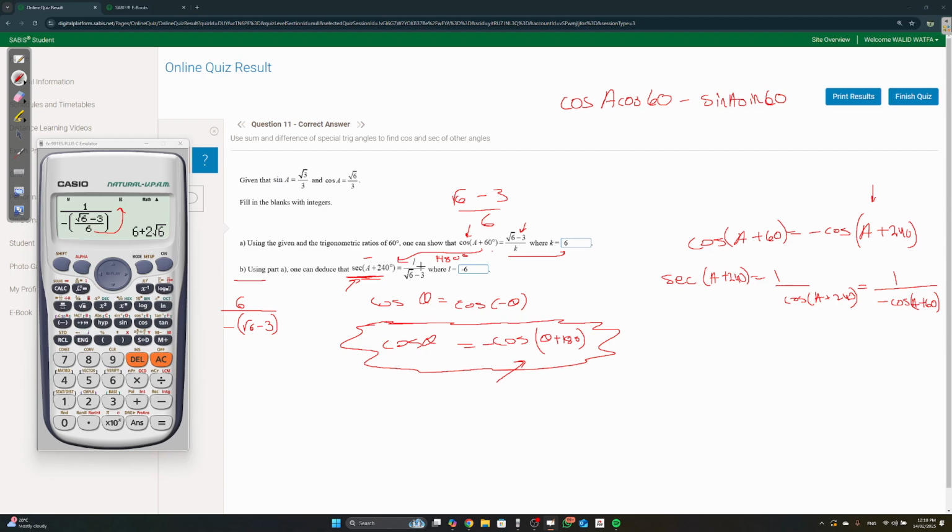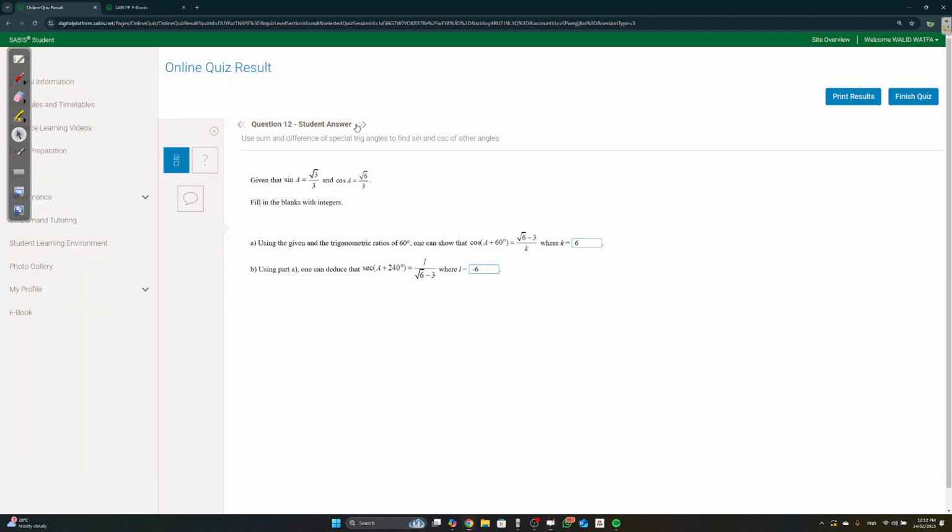Here they didn't put the negative, so you're going to take this negative up. Negative 6 over root 6 minus 3. So the answer is negative 6. Very easy. It's not that hard.